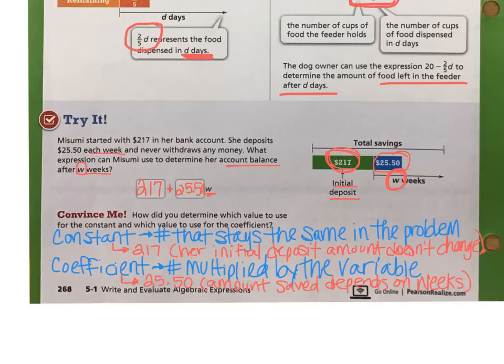The coefficient is the number that's multiplied by the variable. In this problem, the coefficient is $25.50 because that amount of money that she saves in her account directly depends on the number of weeks that she saves her money. So coefficient is the number that is multiplied by the variable and therefore is a changing amount in each problem because it's based on what the variable is equal to.